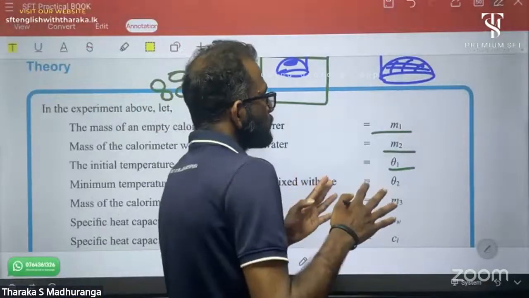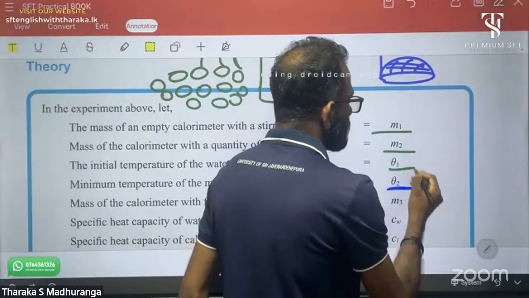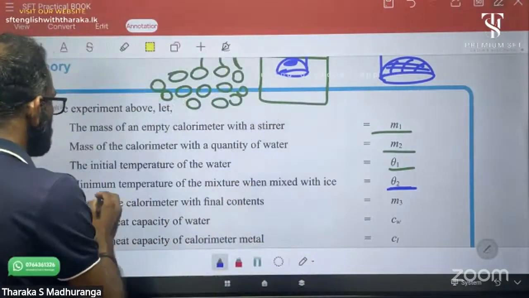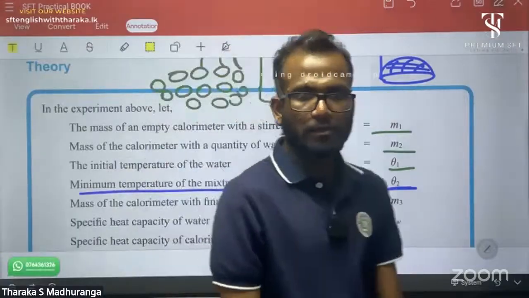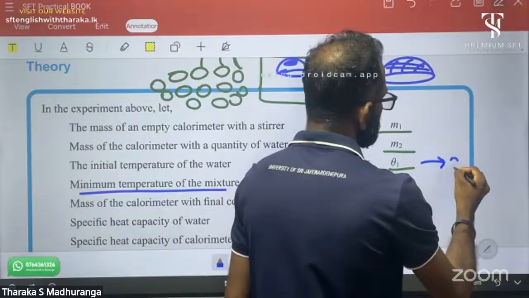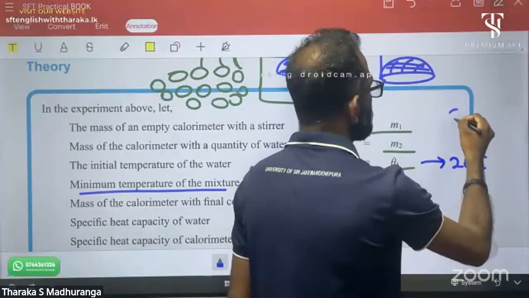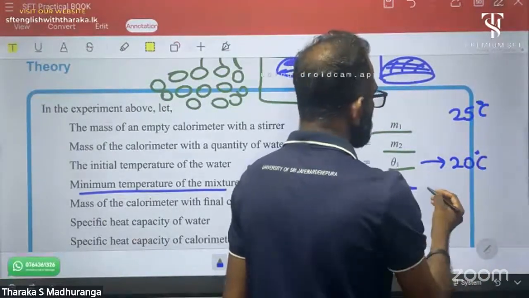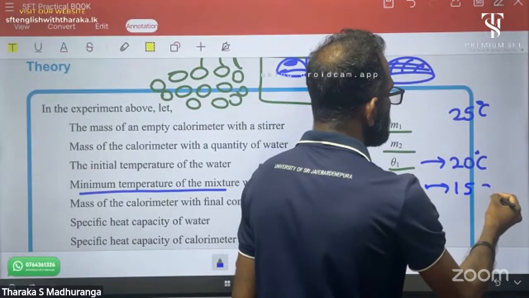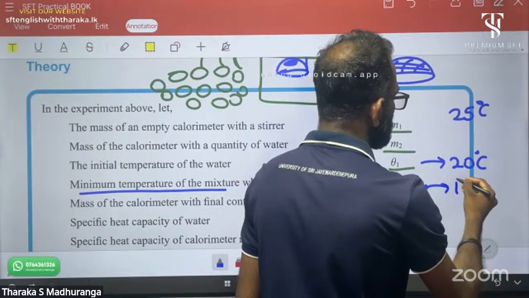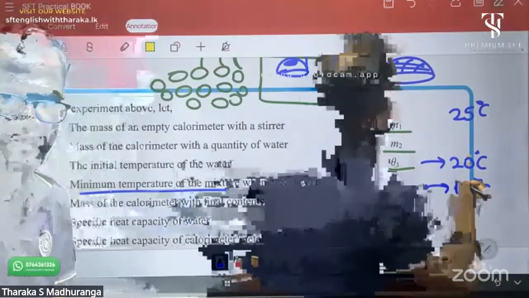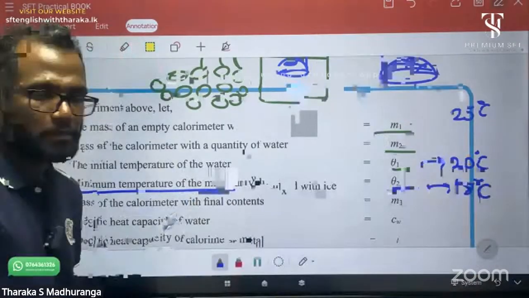When it reaches our required temperature, we can get the final temperature of the mixture, right? This is the final minimum temperature. If we took it like that here, heating from 20 up to 25 Celsius, the final temperature is 15 Celsius. 15 Celsius is the minimum final temperature, right? In this example, 15 degrees. Okay, that is the most important one.